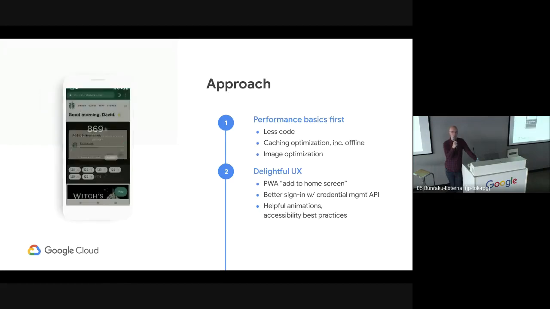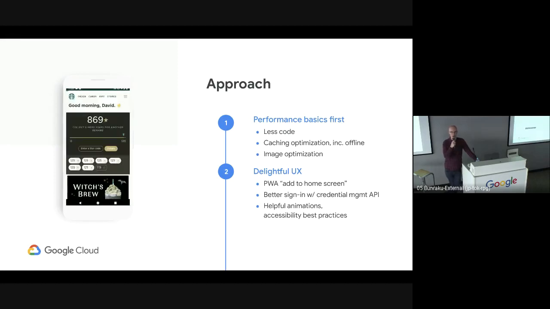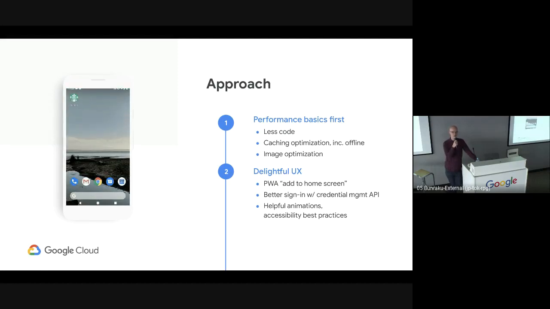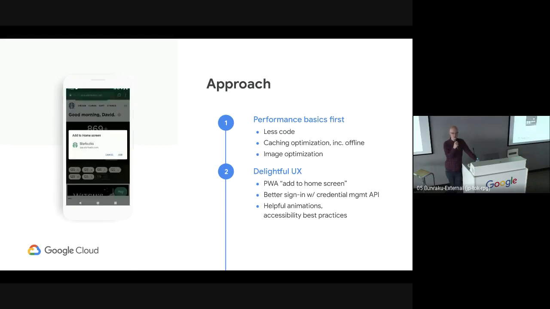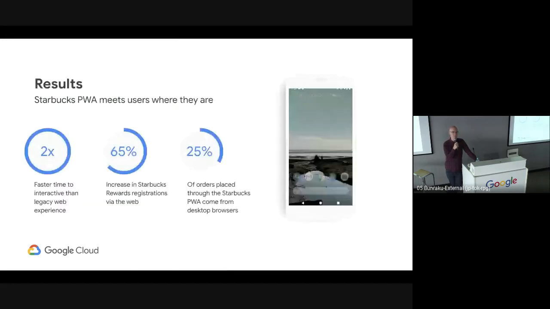Their approach was really to focus on performance first, making sure that their code size was very slim, that they were caching everything using Service Worker for offline, doing image optimizations, all of those standard things. And then adding on top of that basic performance layer a really delightful UX, being able to add to home screen, better sign-in and credential management through Chrome APIs, helpful animations, accessibility, et cetera. They really focused on all of these basic essentials.